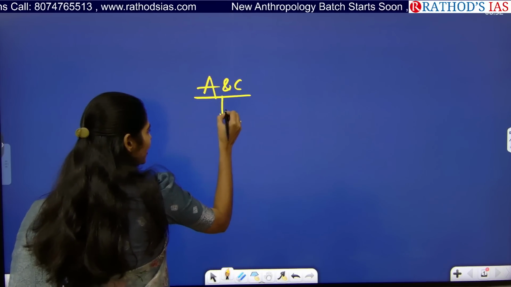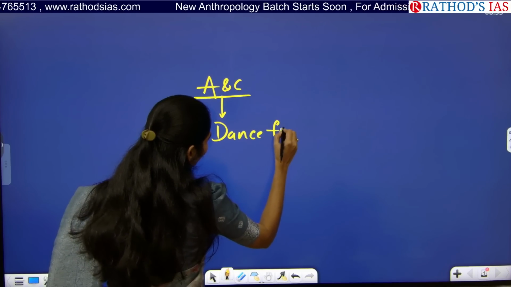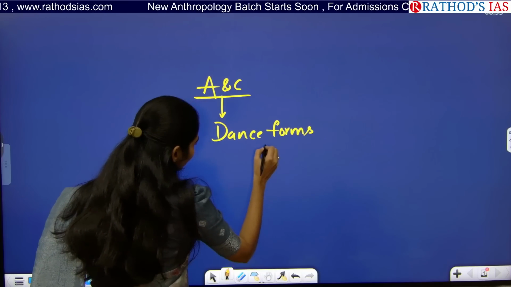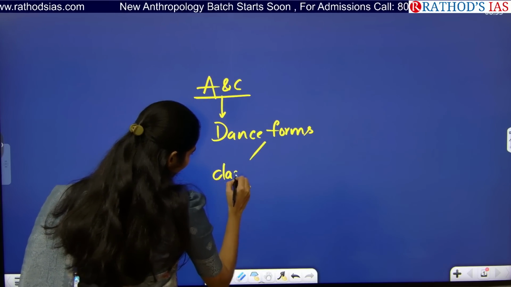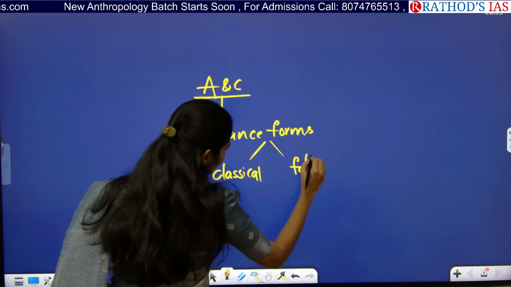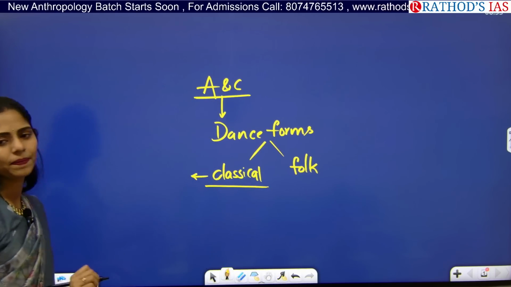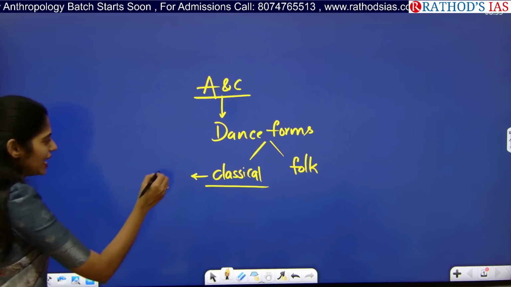In art and culture, this comes under dance forms. How many types of dance forms are there in India? We have classical dances and we have folk dances. Can you tell me examples of classical dances? How many classical dances are there in India? Okay, 8 dances are there.